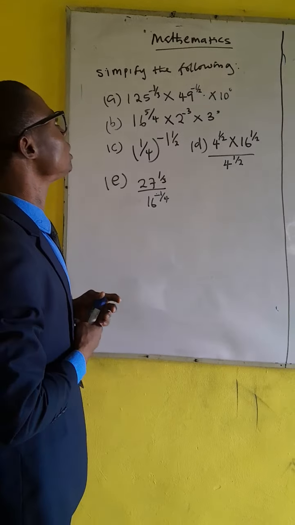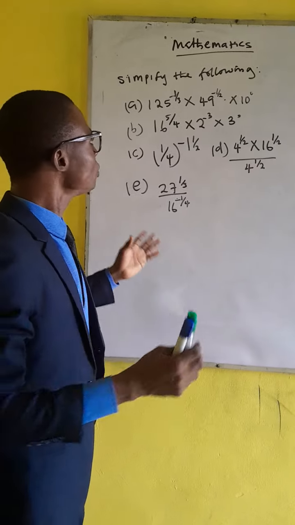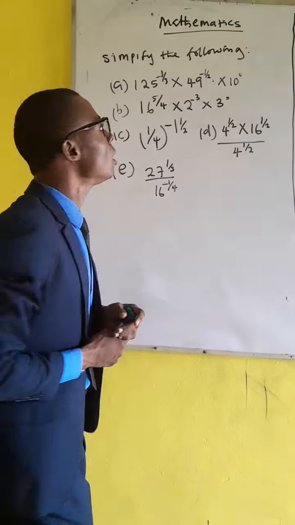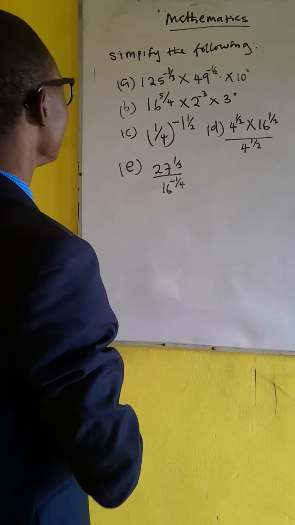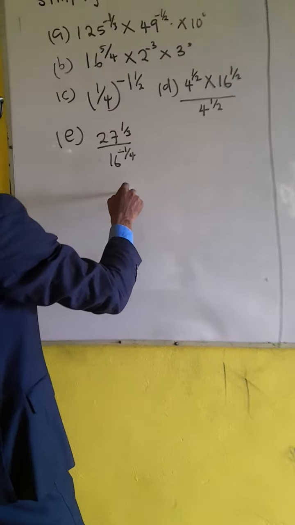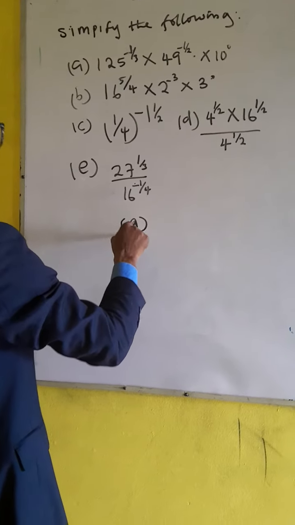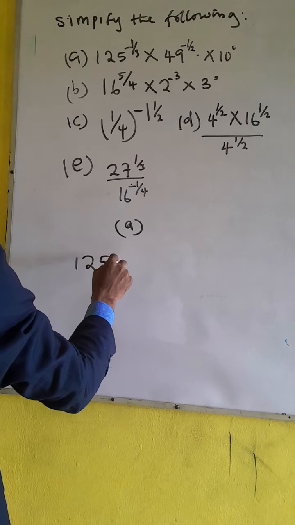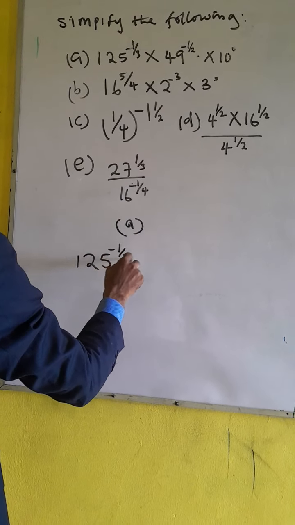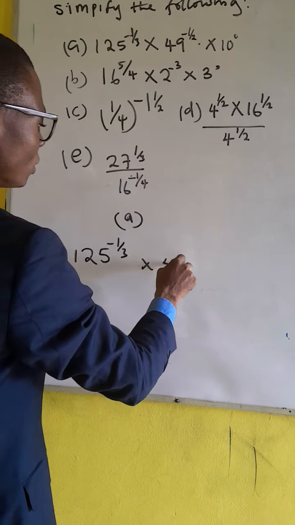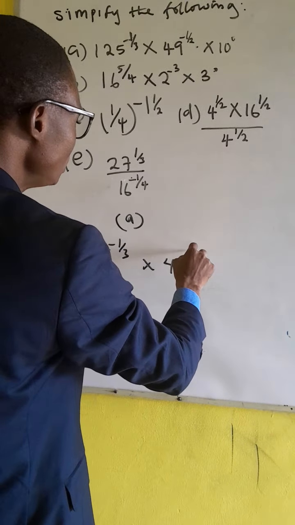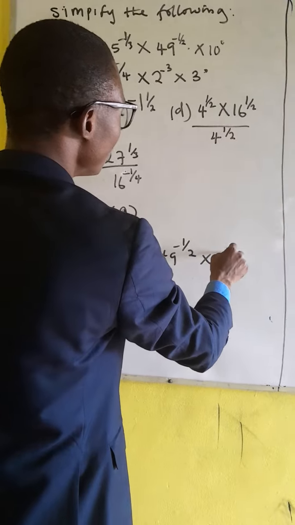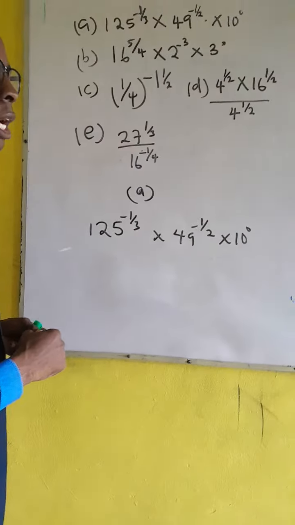That's number 8. The question says, simplify the following. We're going to apply the laws we've learned so far to be able to solve this question that is before us. Now we start with question number 1. That's question A. Question A says 125 raised to the power of minus 1 over 3 times 49 raised to the power of 1 over 2 times 10 raised to the power of 0.